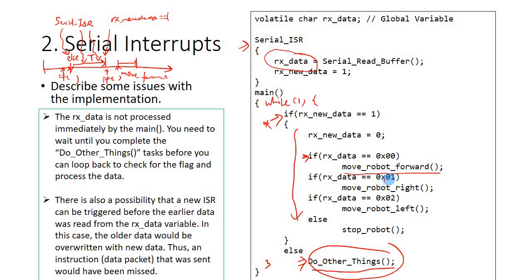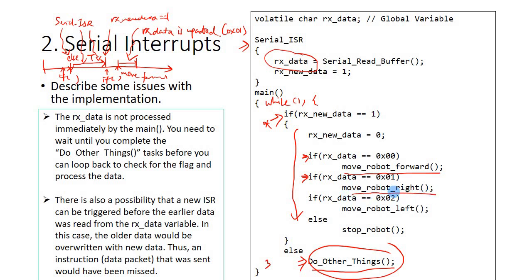So what is the potential issue? The potential issue is that while I'm in this function, another interrupt is triggered, and then what happens? The RX data is updated with a new value. When I finish this function and come out, I'll do the next if check. If the RX data at that point of time was 0, 1, then what would happen? I would also execute this line.